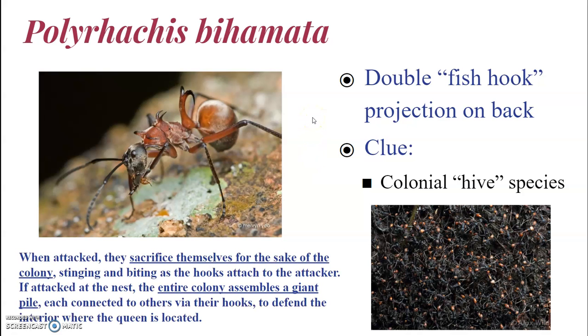So, when they are attacked, they sacrifice themselves for the sake of the colony. They sting and bite and have their hooks attached to the attacker. If you attack the nest, the entire colony assembles this great pile, each connecting to each other with their hooks to defend the interior where the queen is located. Each of the individual ants will have this hook connect to one another so that they can protect.